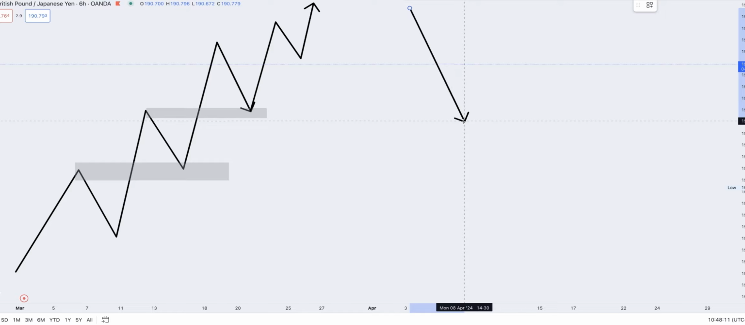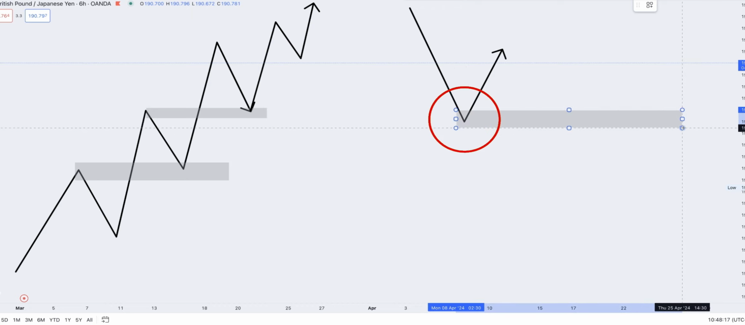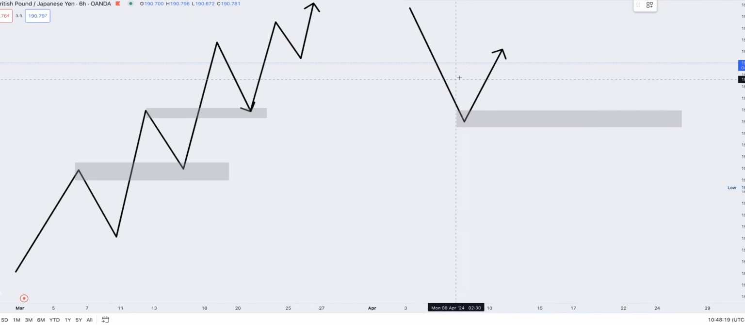So when price pulls back, then moves to the upside, this place has now become our structural low. This point is now our structural low. So what do we wait for? We wait for price to break out of the structural low. So we are going to have something like this. We are going to have a breakout of the structural low.